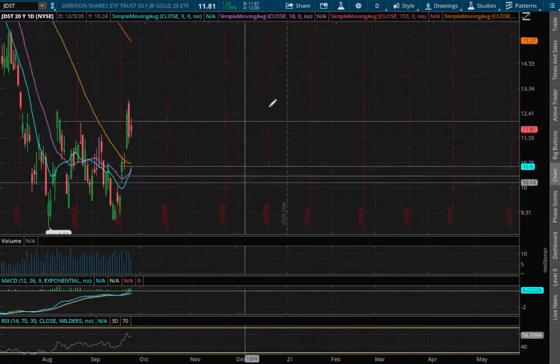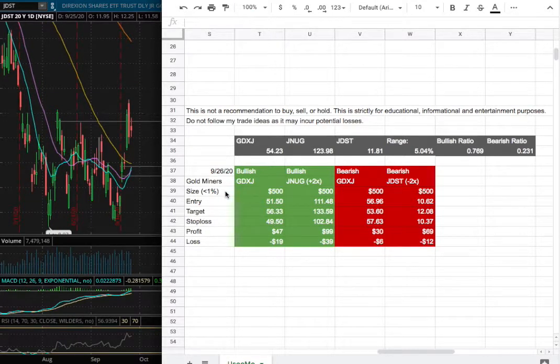So for the trade idea for JDST, position size is going to be less than 1%, and my entry will be at $10.62, and that coincides with the 50-day moving average, this yellow line, and the 9-day moving average, this blue line. That would be my entry into JDST. And my sell target for that position is at $12.08, and that is that range there. And my stop loss will be at $10.37.